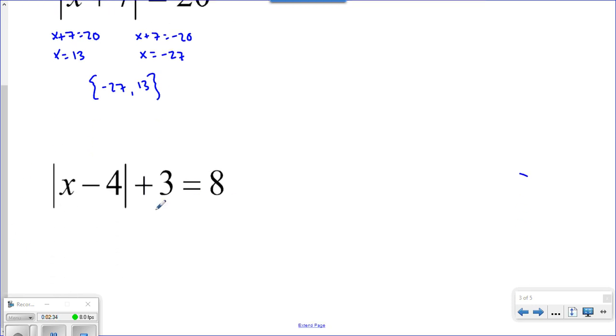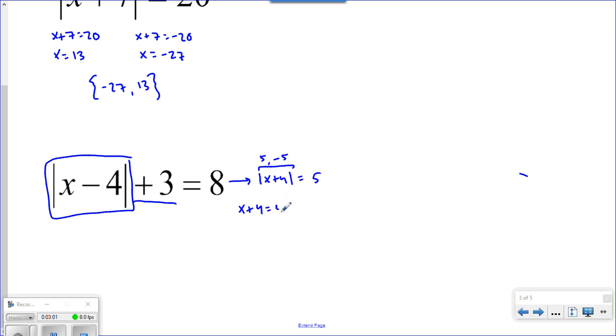Now, anytime we have anything outside the absolute value, we need to move that over to the other side of the equal sign, because we're only allowed to split up the equation once the absolute value has been isolated and is by itself. So I'm going to start this one by moving that 3 to the other side with subtraction. So now my new equation is the absolute value of x plus 4 equals 5. So we know that this expression on the inside has to be equal to 5 or negative 5, because it has an absolute value of 5. So x plus 4 could be equal to 5, or x plus 4 could be equal to negative 5.